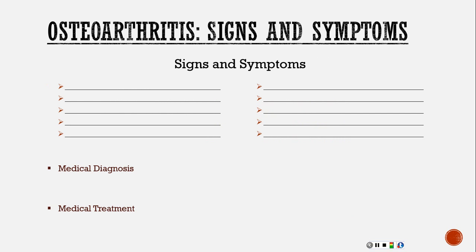So what are the signs and symptoms? What do we expect to see if we have an osteoarthritis patient? Pain. When does the pain occur? Usually the osteoarthritis patient, initially the pain is going to occur with activity. Now, as the disease progresses, that pain can change. They'll experience that pain even with slight movement or at rest.